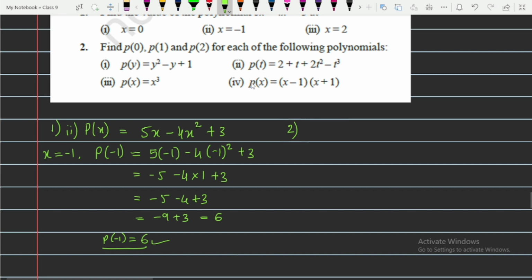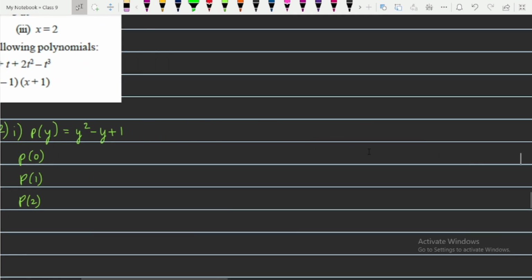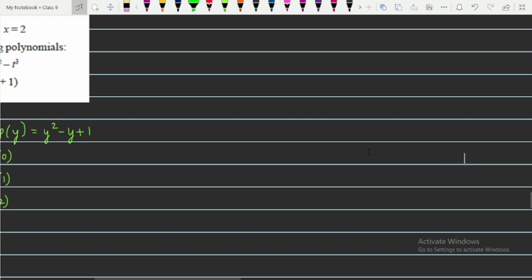In that we are going to find p of 0, p of 1, p of 2 for each of the following polynomials. So in question number 1, what is the given polynomial? Here y is a variable, so it is p of y equals y square minus y plus 1. They are asking you to find p of 0, p of 1, p of 2. So in place of y you can put 0, so that you can get the value of the polynomial.